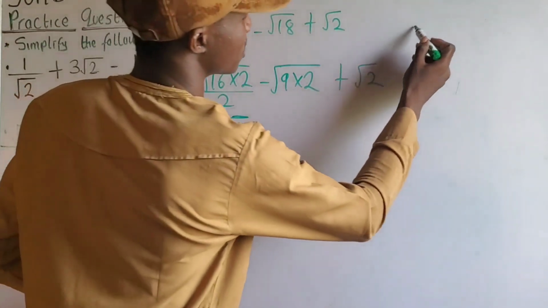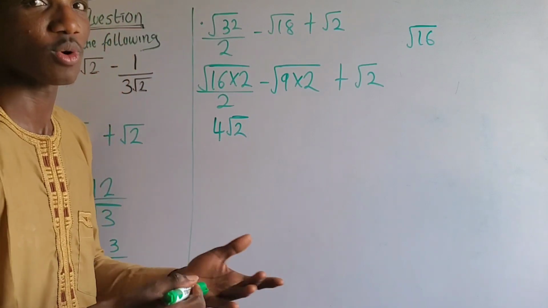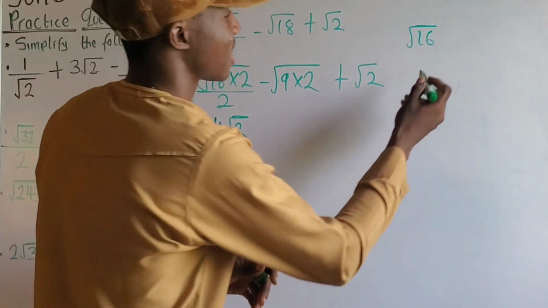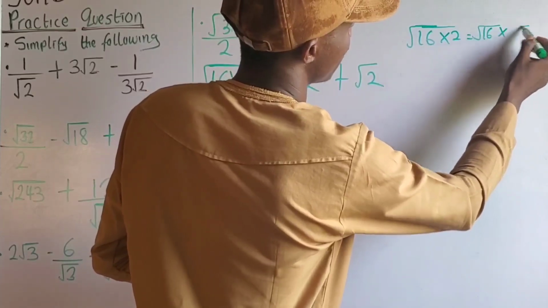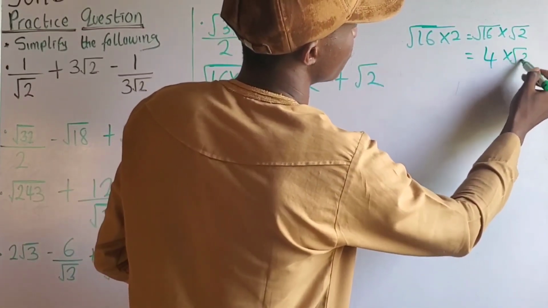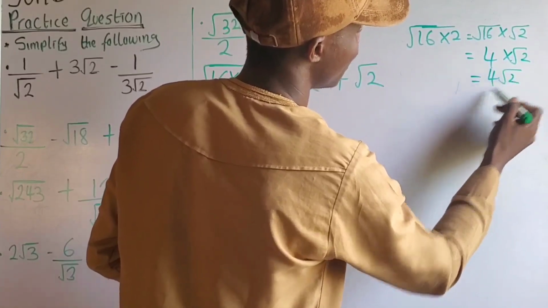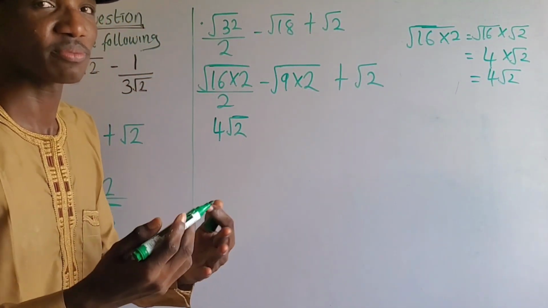Let's go. Root 16. If you were part of our previous class, you shouldn't find this hard to comprehend. Okay? Root 16 times 2 can be written as root 16 multiplied by root 2, you know? So root 16 is what? 4. And 4 times root 2 will give us what? 4 root 2. Are you getting it? Likewise, root 9 times 2 can be written as root 9 multiplied by root 2.